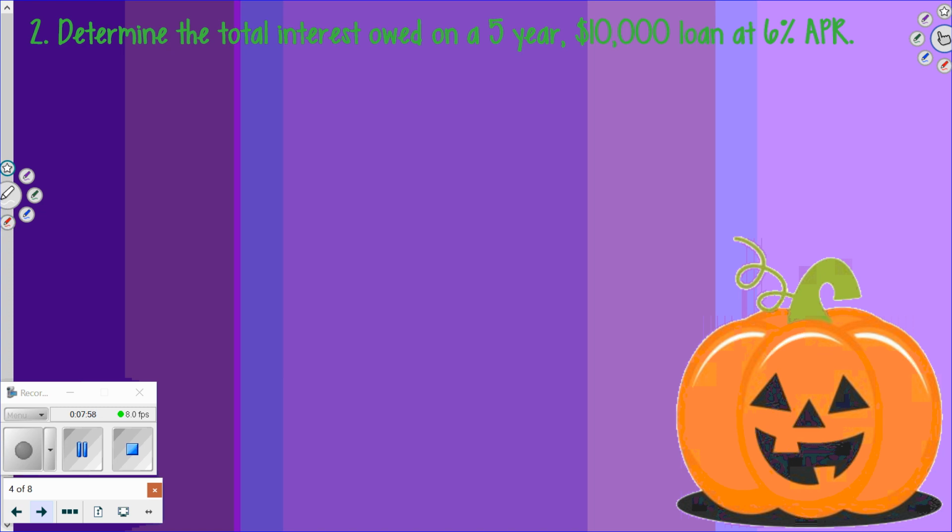Number 2, determine the total interest owed on a 5-year, $10,000 loan at 6% APR. Can you use the table? I heard a yes, I heard a no. Yeah, it looks like you could, right? You got the 5-year, you're like 6% is a nice number, but the table starts at 6.5. So I can't actually use the table. So we will go back to the monthly payment formula. So guys, I'm going to do this by myself up here. I'm not going to say a word. You guys do it by yourself, and when you're done, look up. Okay? Sound good?